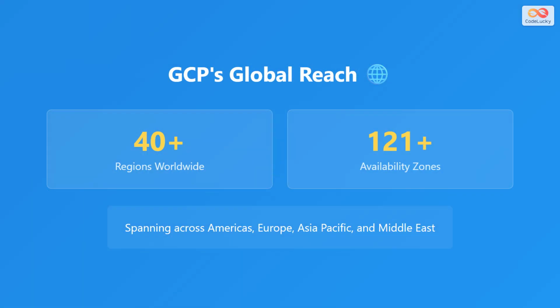Google Cloud Platform operates at massive global scale. Currently, GCP has over 40 regions worldwide and over 121 availability zones. This infrastructure spans across the Americas, Europe, Asia-Pacific, and the Middle East. This extensive network gives you the flexibility to deploy applications close to your users anywhere in the world, ensuring low latency and compliance with local data regulations.